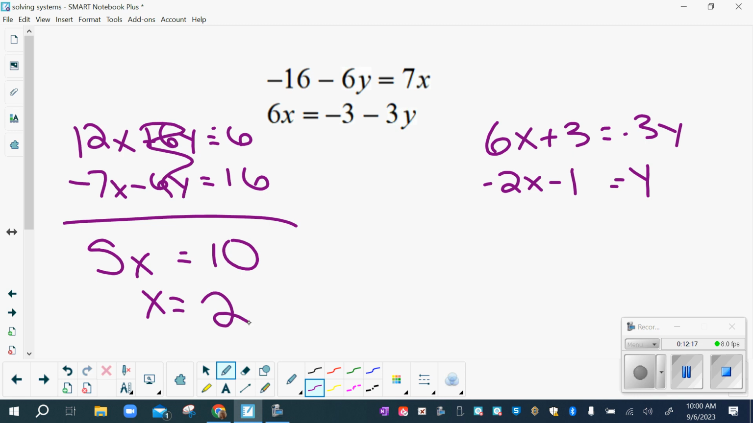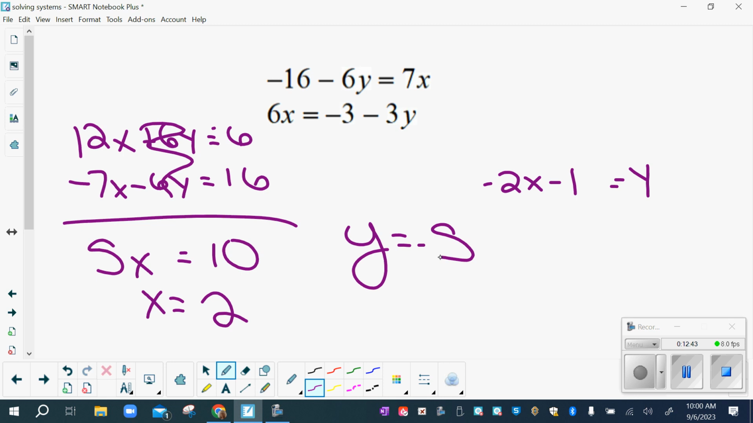Now, I can plug it in anywhere I want. I can plug it into these guys. I can plug it into one of these guys. I don't even care where you plug it in. If you wanted to do it substitution-y, you could totally do that. Here's what I would do. Everywhere I see a y, I would plug in this dude if you want to do that. But I think x is 2, and I think y is negative 5.